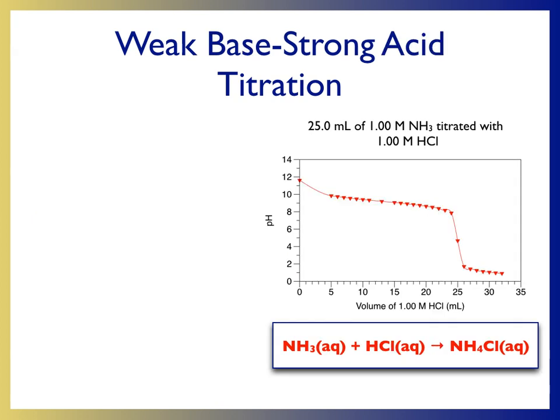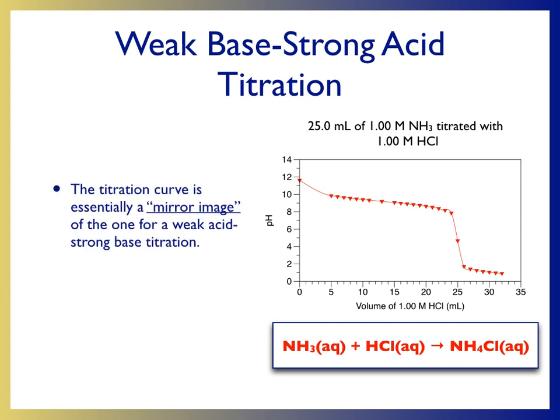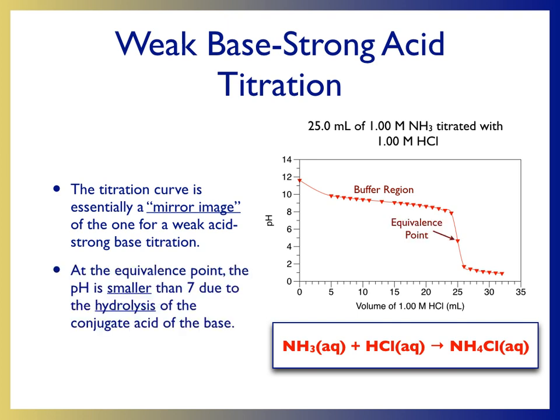Another titration that we can look at is titrating a weak base with a strong acid. Notice that this titration curve is the mirror image of our previous titration curve. Here we are titrating ammonia with HCl. Notice that the buffer region is at a relatively high pH this time, and that the equivalence point is weakly acidic. This is because ammonium chloride is a weakly acidic salt due to the hydrolysis of the ammonium ion.